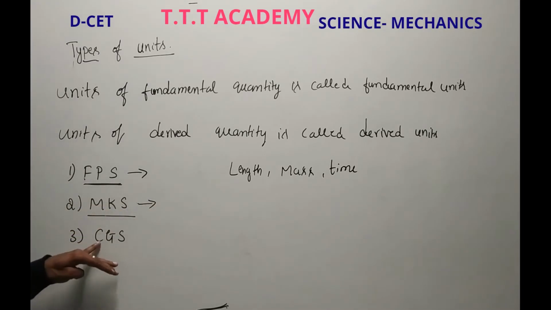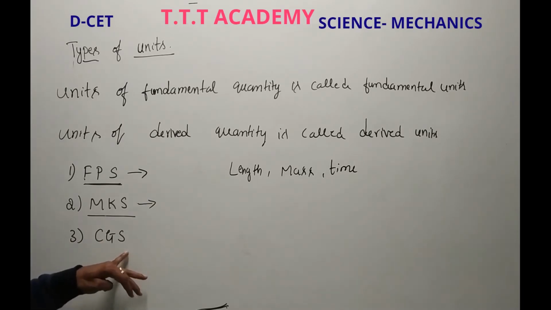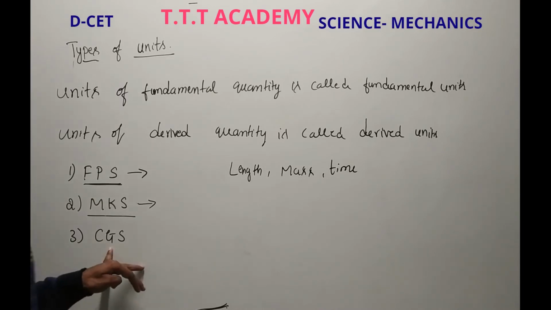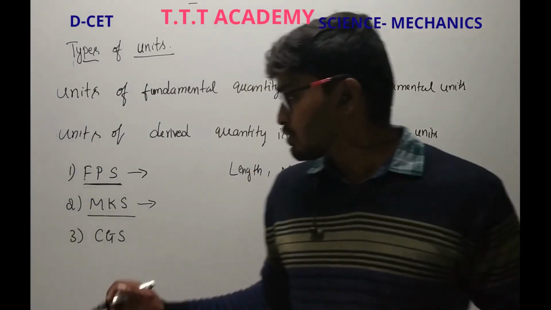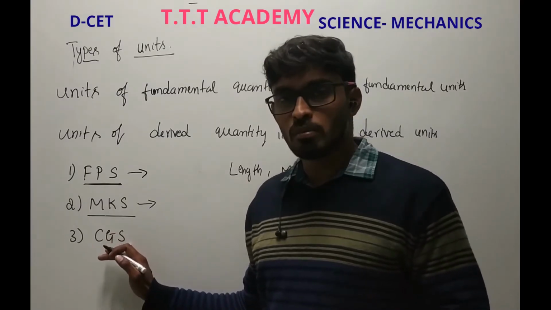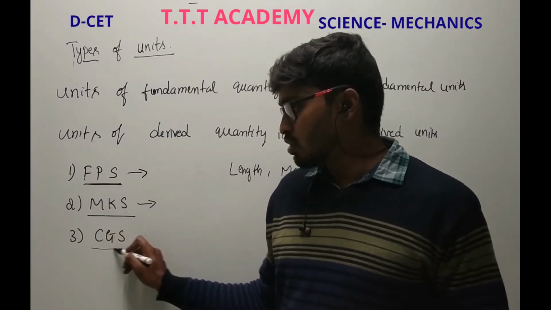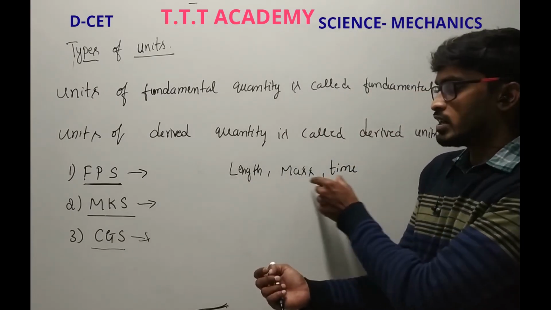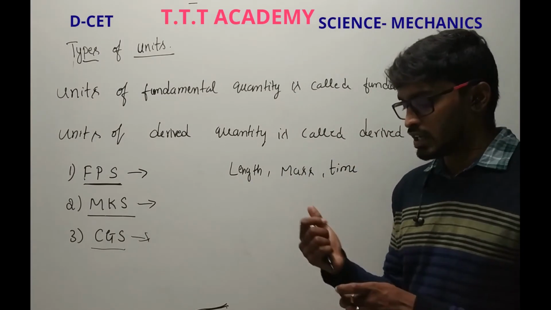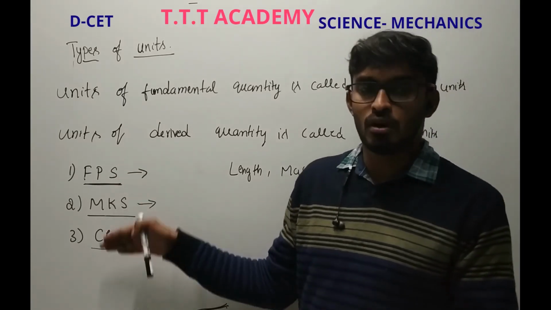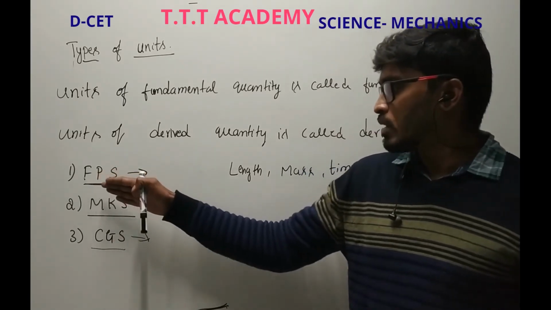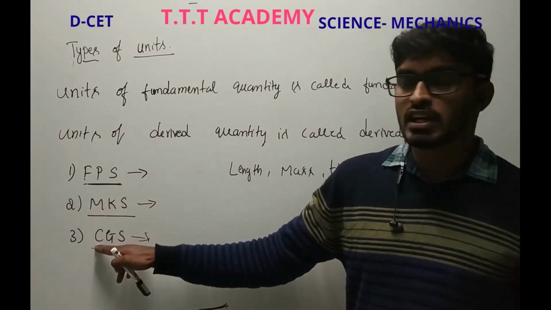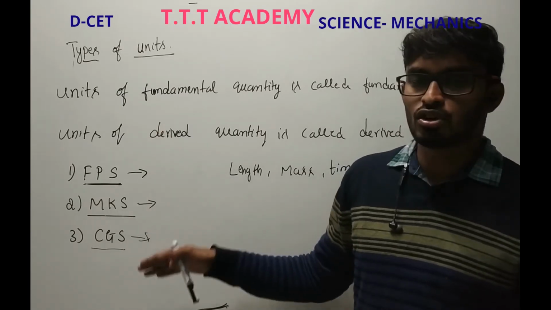And then the third one is the CGS system. In the CGS system, length is measured using the centimeter, mass using the gram, and time using the second. So that is called the CGS system. Here the three basic quantities, length, mass, and time, are measured in different formats. For length, in the FPS system you measure in feet, here it is meter, and here it is centimeter.